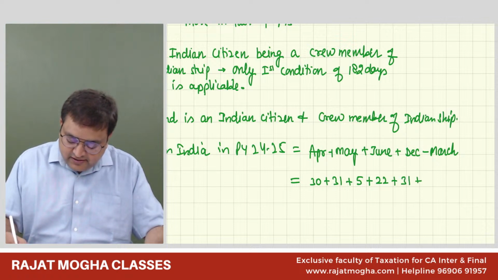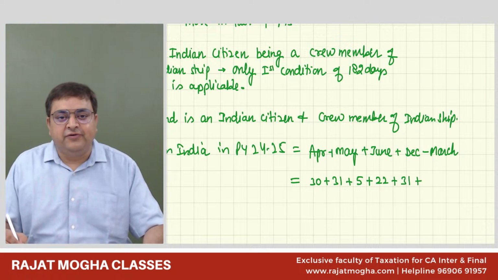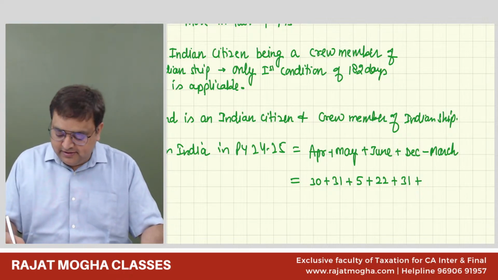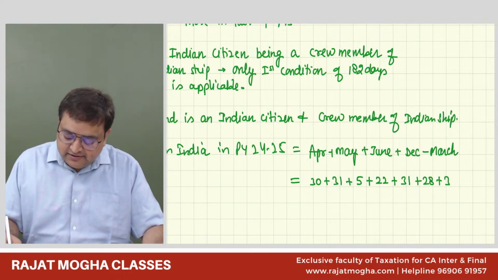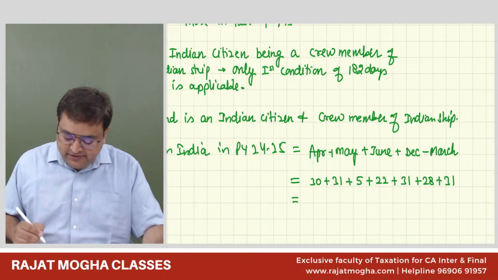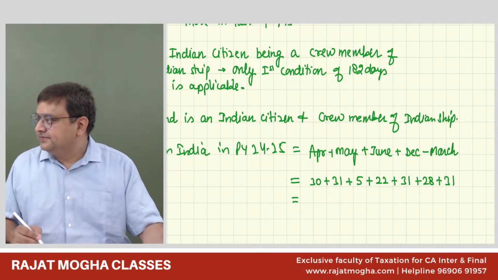So this condition we don't have to see. This condition is not satisfied. None of the conditions is getting satisfied, so he's a non-resident. Everybody's okay with it now? Yes, sir. Okay.